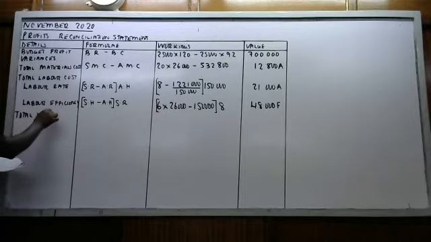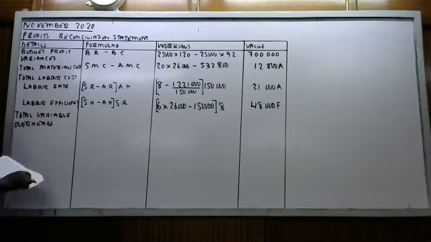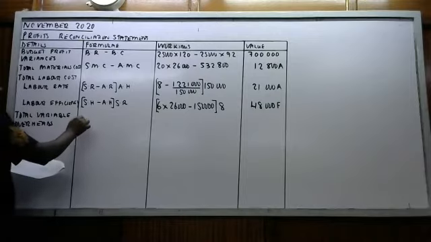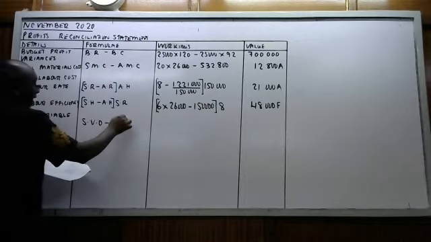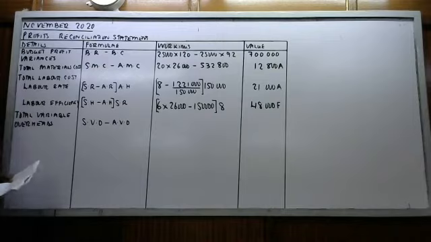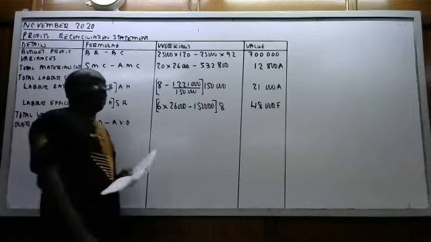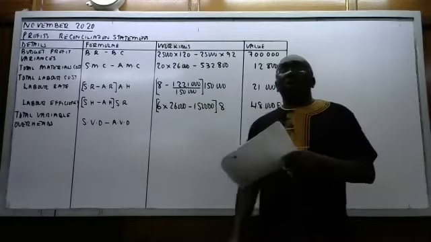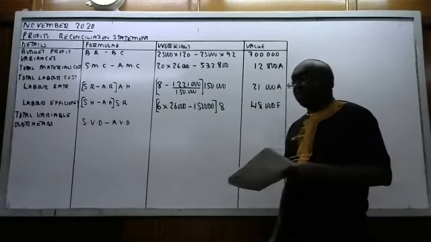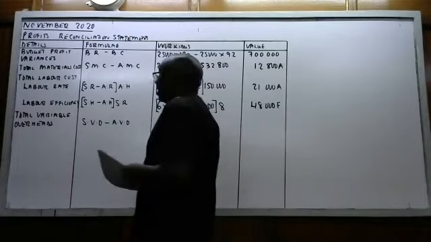Total variable overheads is given as standard variable overheads minus actual variable overheads.